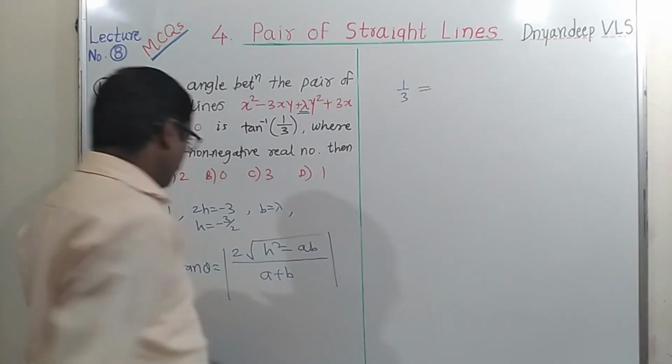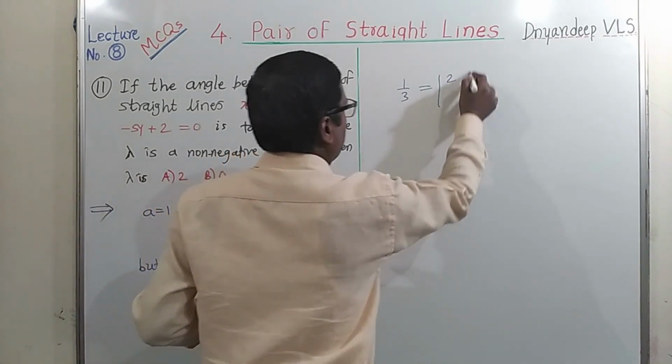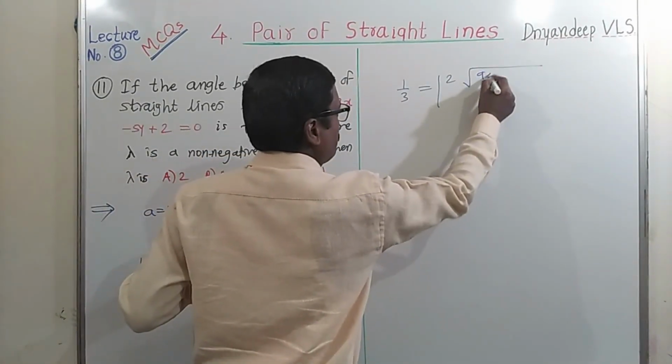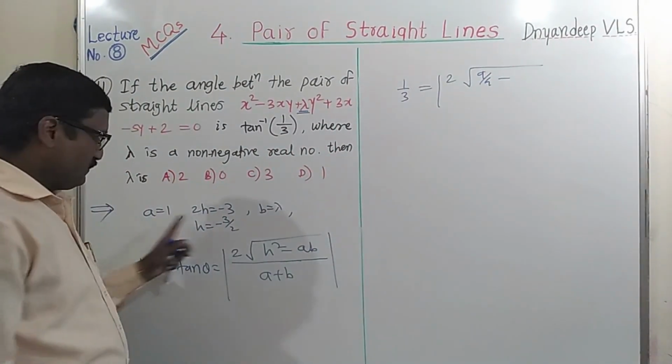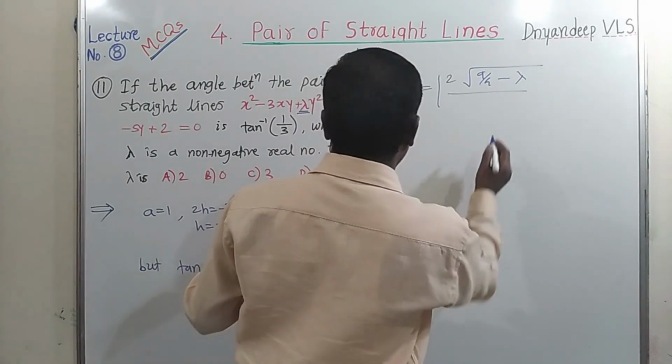So 1 by 3 is equal to mod of 2 root of h, which is minus 3 by 2, its square is 9 by 4, minus ab, where a is 1 and b is lambda, so lambda, upon a plus b, that is 1 plus lambda.